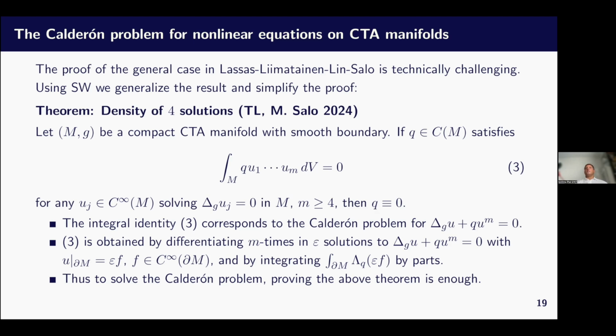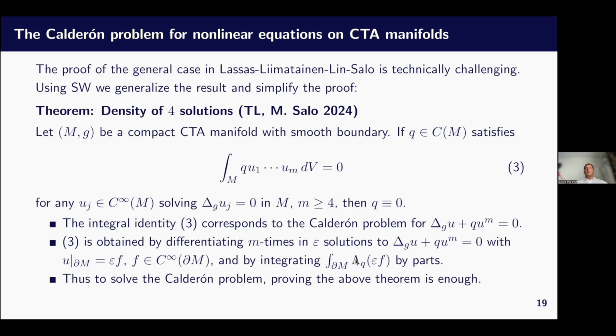So what does this condition 3 have to do with the Calderon problem of this equation, Laplace_g u plus q u to the power m equals 0? The connection is that if you differentiate solutions to this equation, where you now put the boundary value depending on a parameter epsilon, m times, and then if you integrate by parts, this kind of quantity where you have the derivative Neumann map, you will end up with this equation 3. It's not a very long computation.